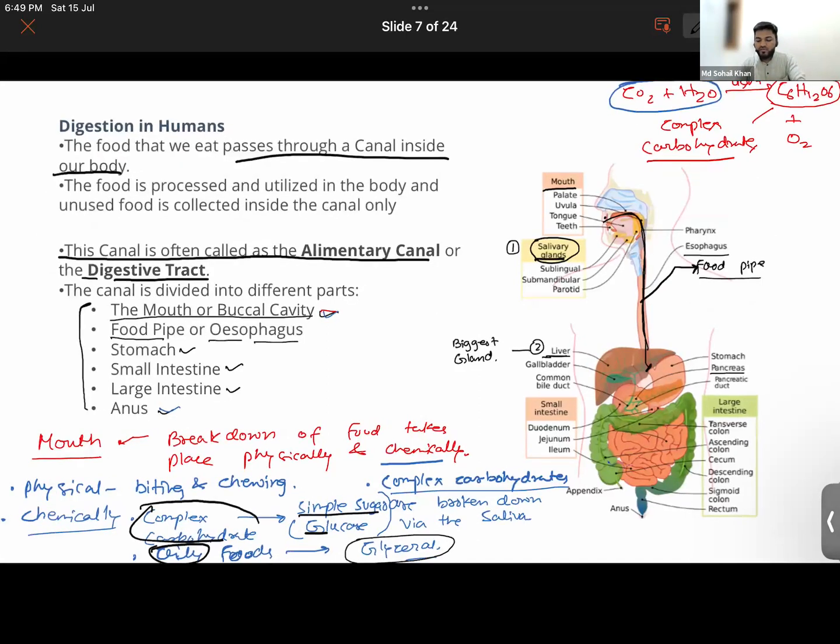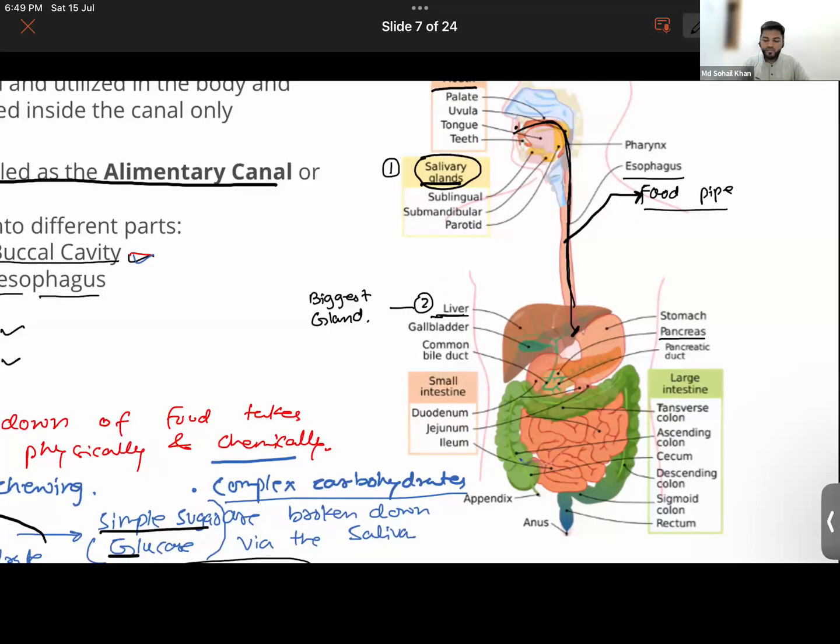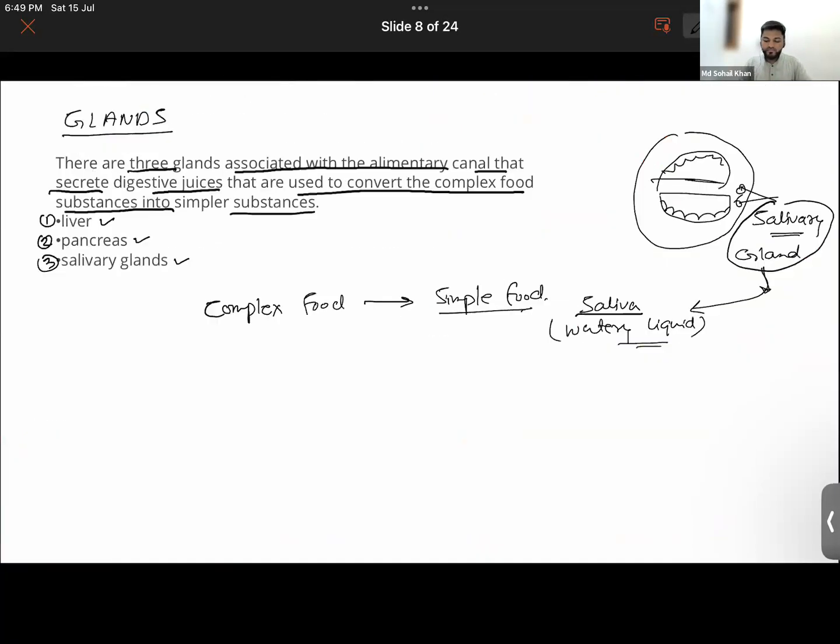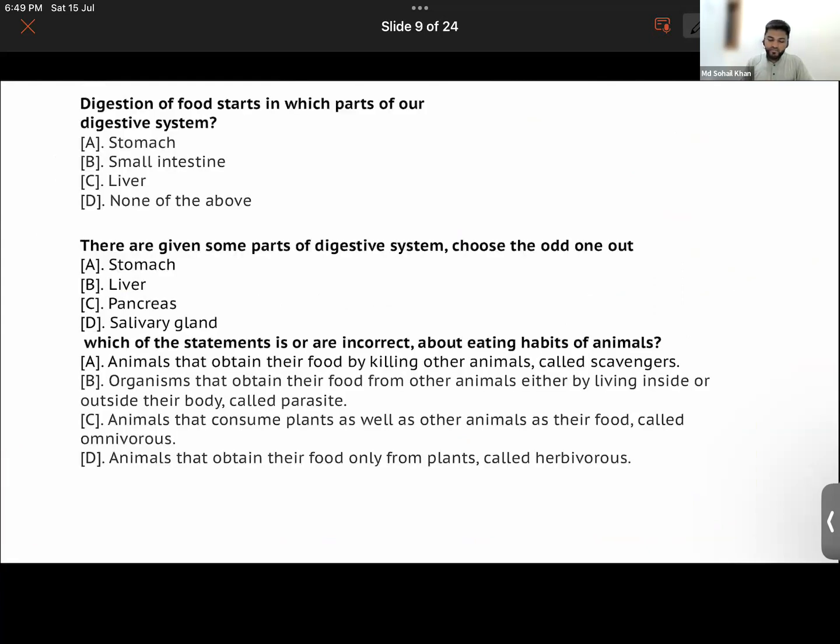Okay, no issue, you can take help from the diagram here. Yeah, I remember. Mouth or buccal cavity, food pipe or esophagus, small intestine, large intestine, and anus. Anus is the last. That is the last part, you forgot about the stomach. Yeah, stomach also. Okay, guys, anus is also there.